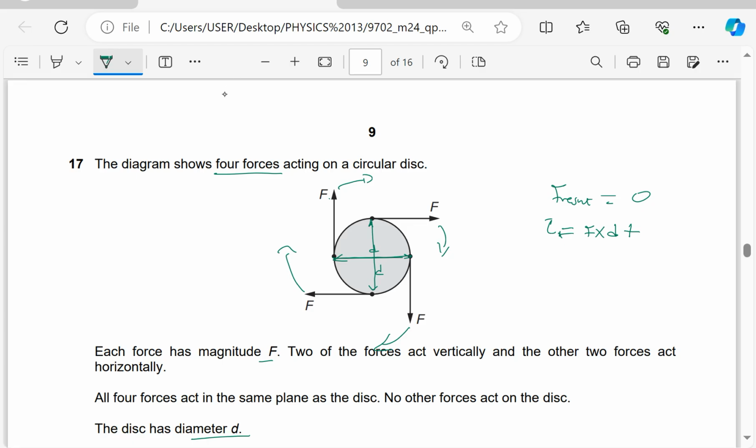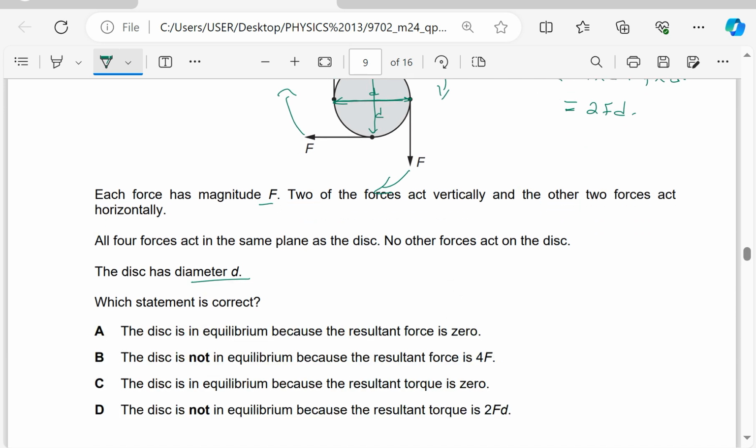The torque by these ones will also be F times perpendicular distance between them, which is d. So the total moment or total torque is going to be twice F times d. So the question is, which statement is correct?